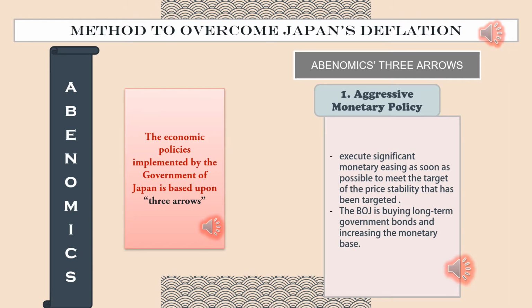In contrast to the previous attempt at monetary policy, which primarily focused on buying short-term government bonds, the Bank of Japan is now buying long-term government bonds and increasing the monetary base.